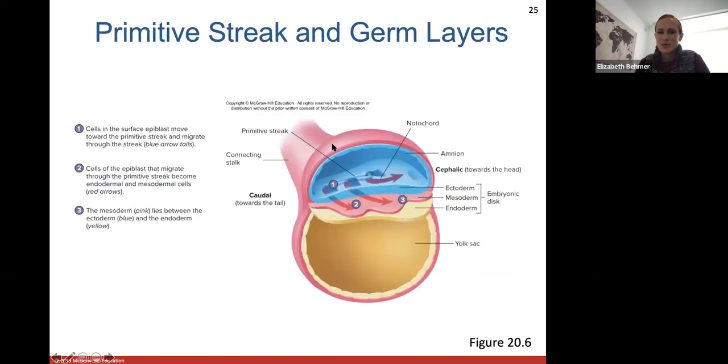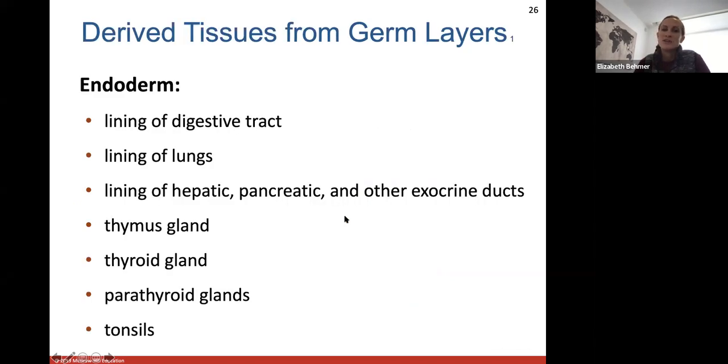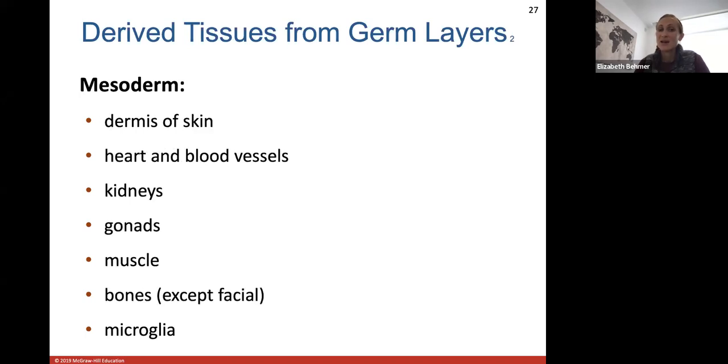So endoderm, we're going to work our way at the bottom first. So what does the endoderm go on to form? Lining of the digestive tract, the lungs. So a lot of linings, lining of the hepatic, pancreatic, and other ducts, the thymus gland, the thyroid gland, parathyroid glands, and tonsils. The mesoderm, if you can remember, mesoderm, muscles.